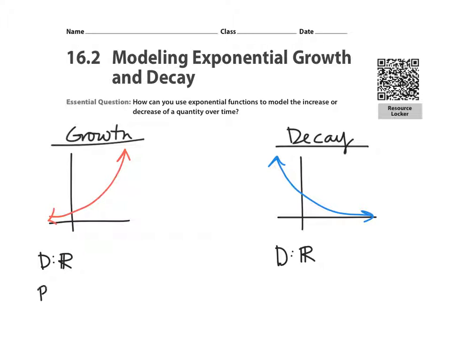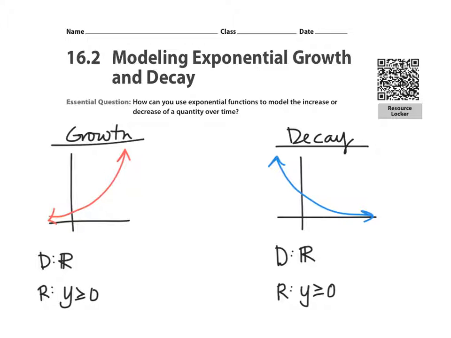Our range, however, is what's going to change. Notice that, and you'll see this when we really start working these problems, these functions never dip below the x-axis, which means my y values are always positive. So my range is y greater than or equal to 0, because this graph is never dipping down into the negative y values. It's always going to stay positive. The same thing for decay, y is going to be greater than or equal to 0.